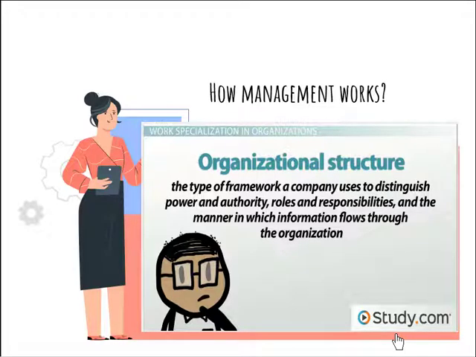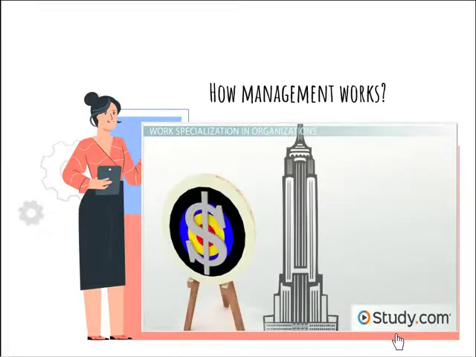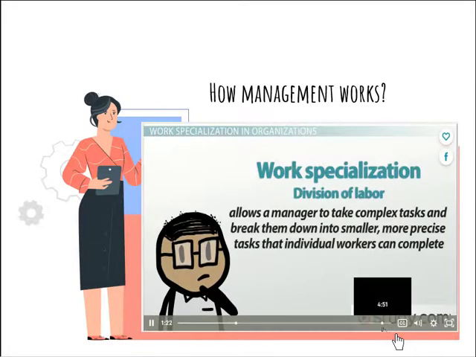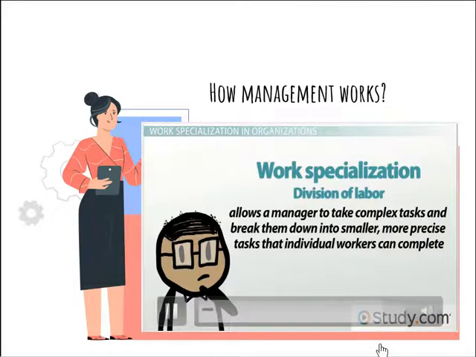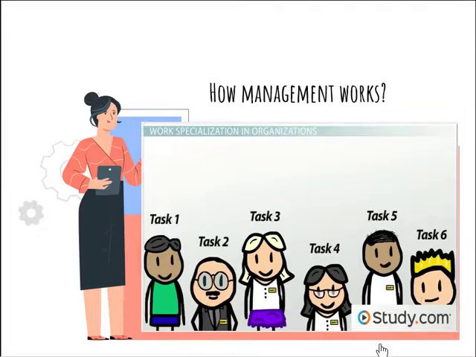Having a suitable organizational structure will allow a company to implement proper operating procedures and will aid the organization in accomplishing its goals. For some organizations, specialization is the answer. If you recall, work specialization, also called a division of labor, allows a manager to take complex tasks and break them down into smaller, more precise tasks that individual workers can complete. Each employee is trained explicitly on how to best perform one small, specific task.